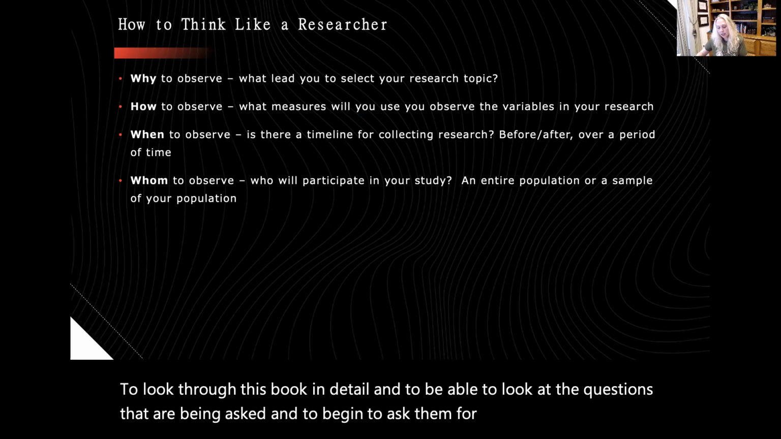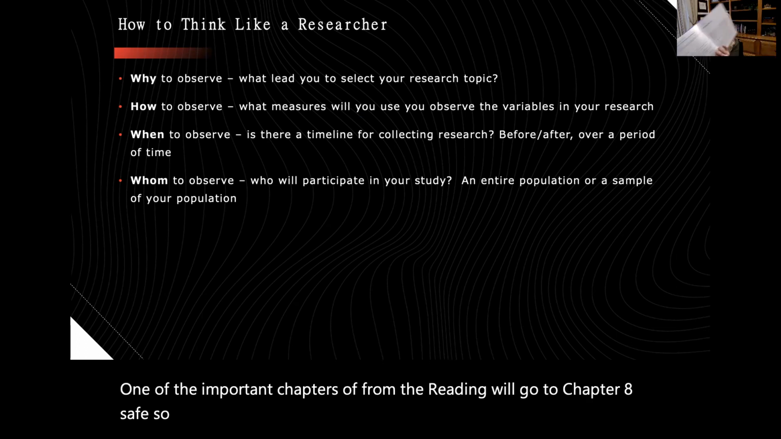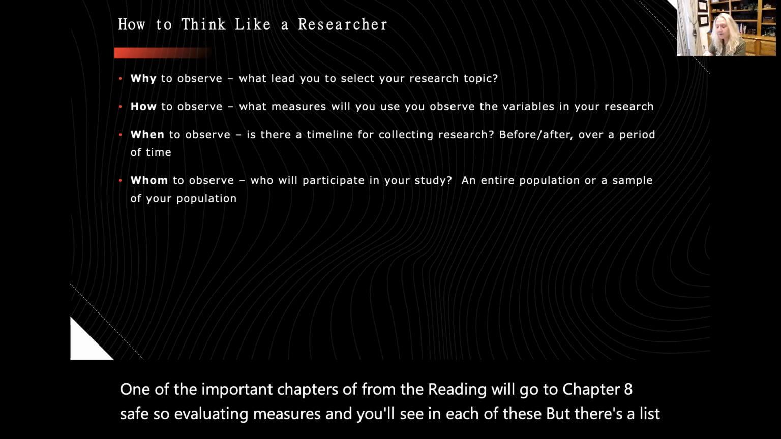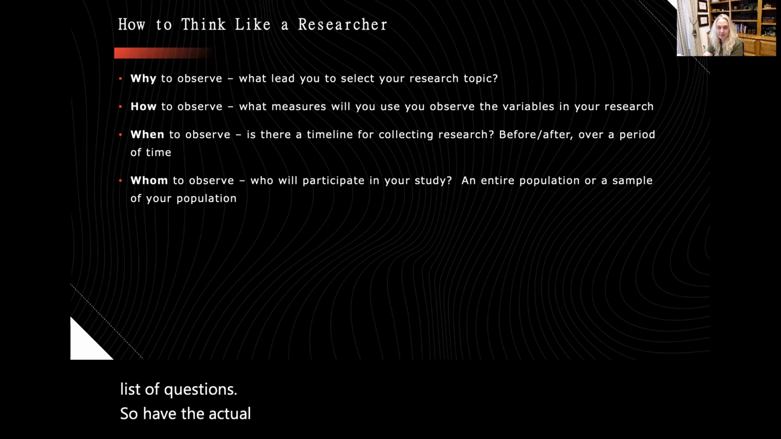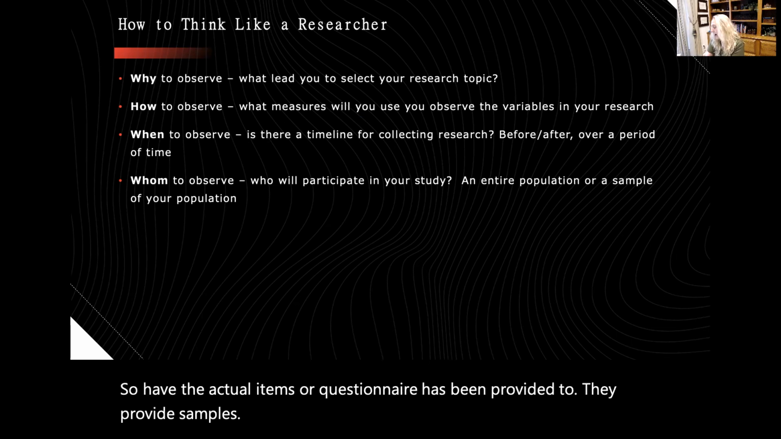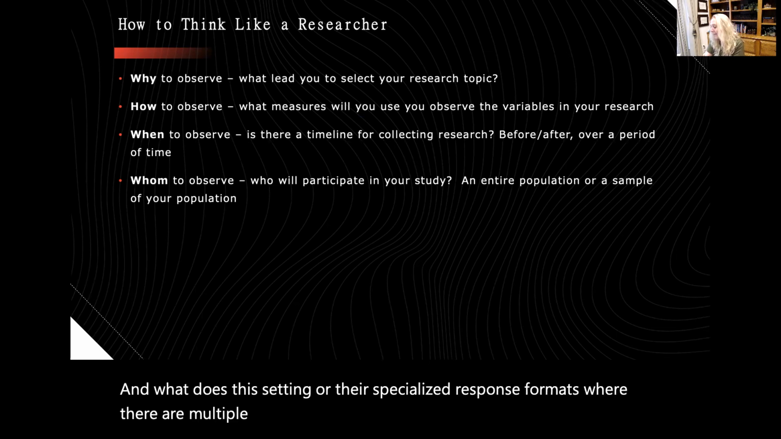So one of the important chapters from the reading, we'll go to chapter 8, say, evaluating measures, right? And you'll see in each of these that there's a list of questions. So have the actual items or questionnaires been provided? Do they provide samples? What is the setting? Are there specialized response formats? Were there multiple methods used? What were the key variables?